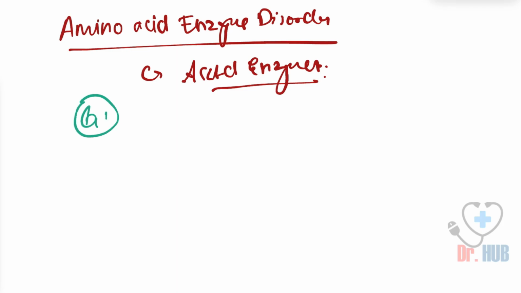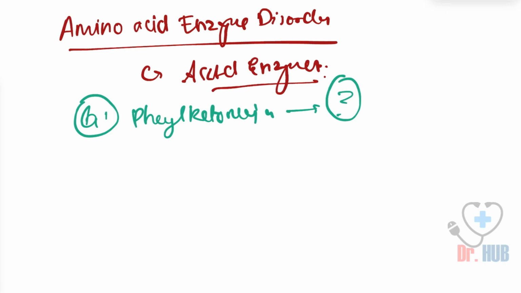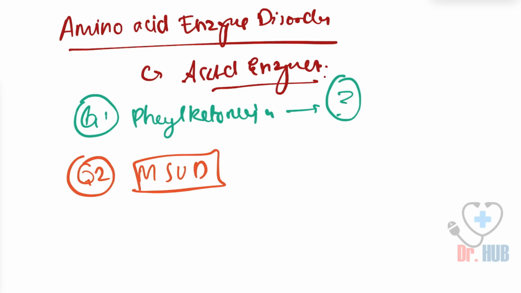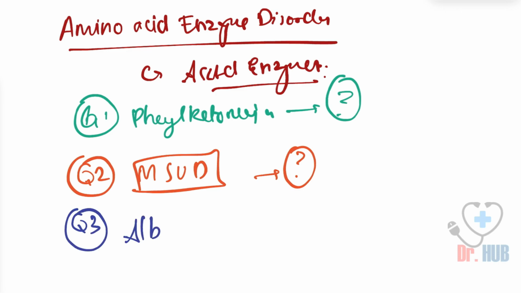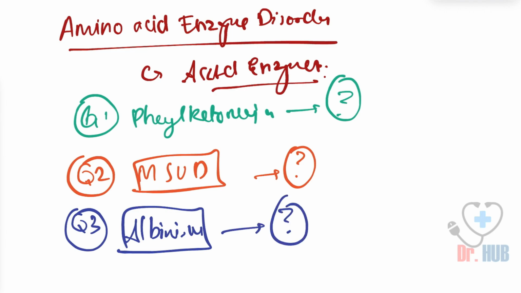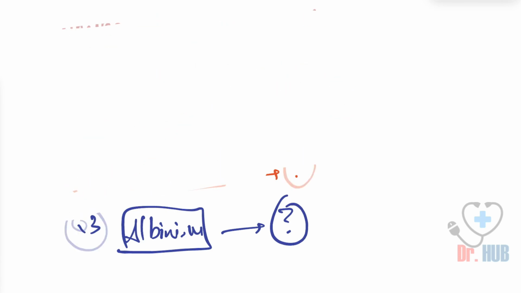First question we want to ask is, in case of phenylketonuria, what is the enzyme that is defective? Now the second question is, in case of maple syrup urine disease, MSUD, what is the enzyme that is defective? The third question we want to ask is, in case of albinism, what is the enzyme that is defective? So in this video, we'll find the answers to all these questions, and in the end, there are also some bonus questions.